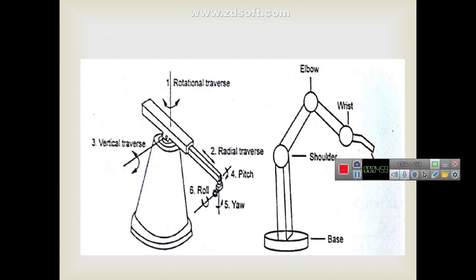Basically, the first one is rotational transverse, the second one is vertical transverse, the third one is radial transverse, the fourth one is pitch, the fifth one is yaw, and the sixth one is roll. Okay, so these are the transverse methods we can see in future PPTs.